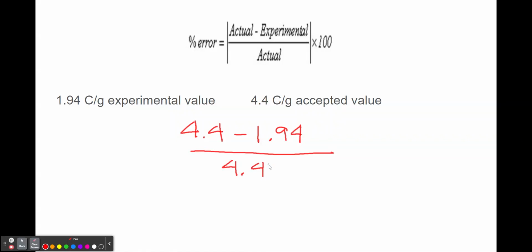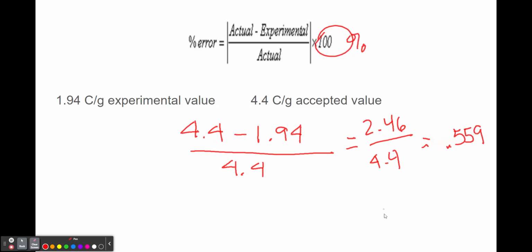It's important that you do not put this together in the same input on a calculator. You have to do it in 2 steps. So you're going to take 4.4, subtract the 1.94, and that comes to 2.46. And then you divide that by the 4.4. And when you divide that by 4.4, you're going to get a value of 0.559. And you're going to multiply that by 100 with the percentage sign so that you get 55.9%. And you can just round that to 56%.